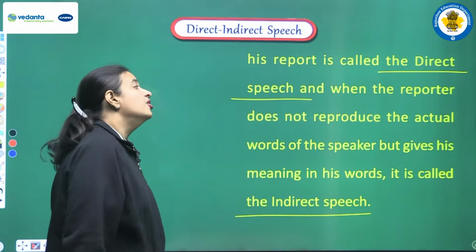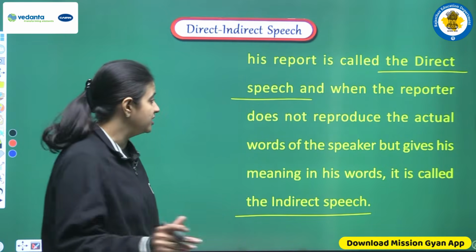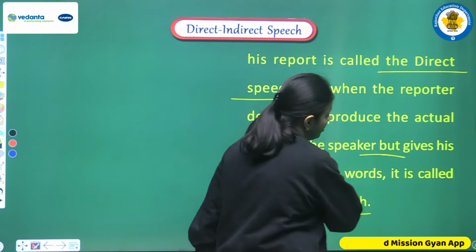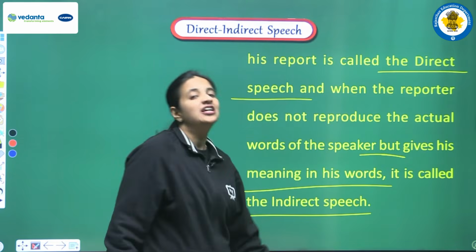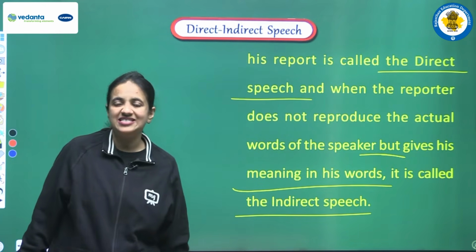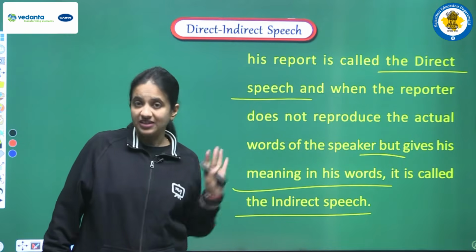So let's read. When the reporter does not reproduce the actual words of the speaker, but he gives his meaning in his own words, then that report, or we can say that sentence, is known as indirect speech. Clear?